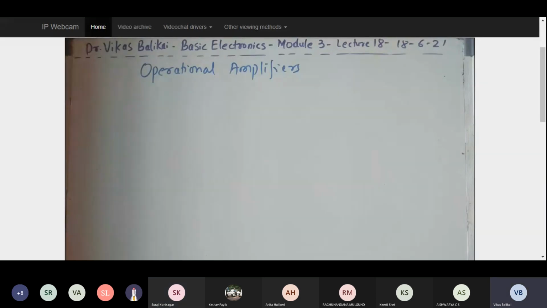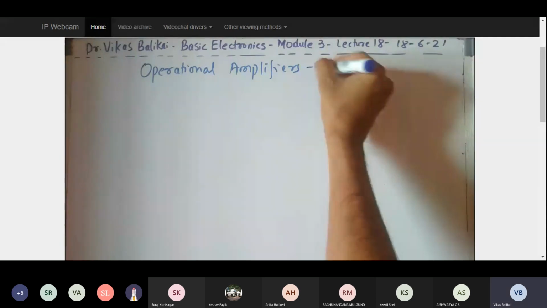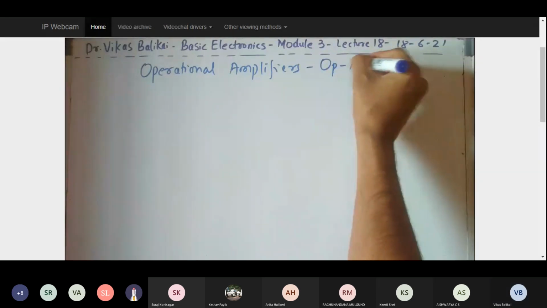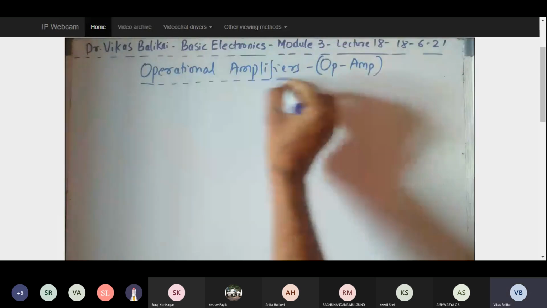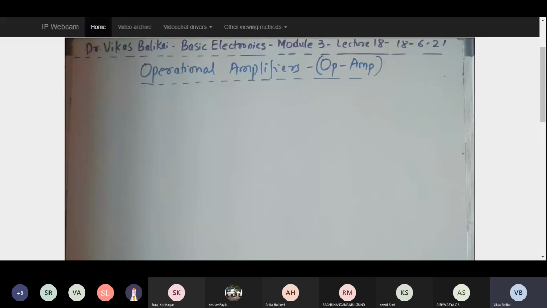Thank you. So this is my module number 3, operational amplifiers, which in short form we call op amp. This module is going to introduce you to a completely new concept which you haven't come across. The main purpose of these operational amplifiers is to perform different kinds of mathematical operations using electrical signals.